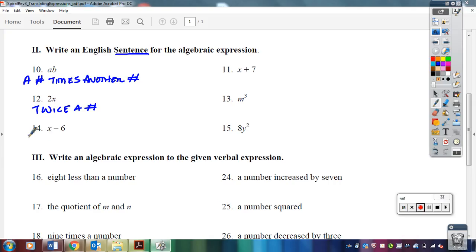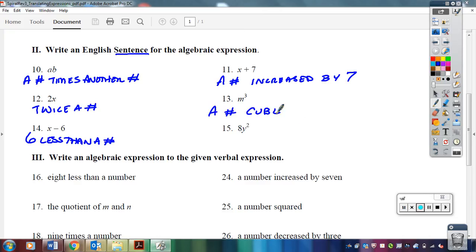This would be, I could say, a number decreased by 6, or I'm going to say 6 less than a number. That's right, less than flips it. This one is, I could say, 7 more than a number. I could say the sum of a number and 7. I'm going to say a number increased by 7. This one is just a number cubed, a number cubed to the 3rd power.